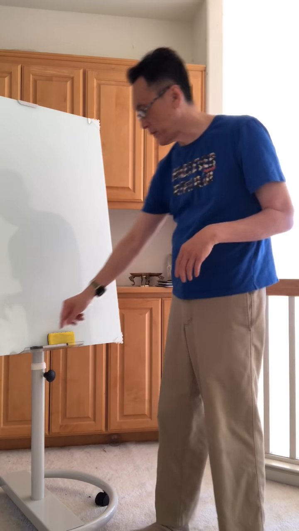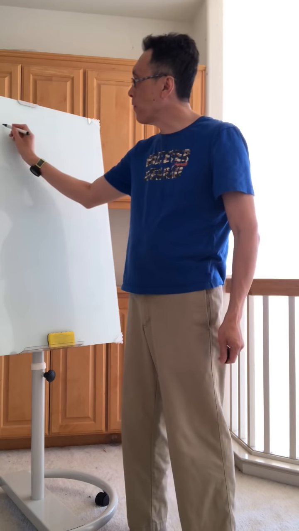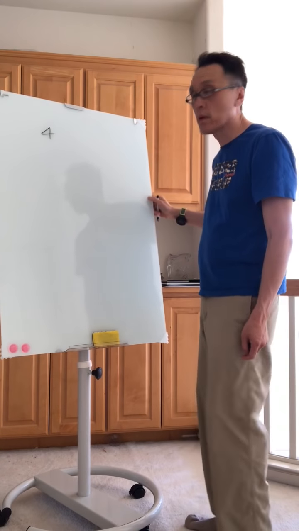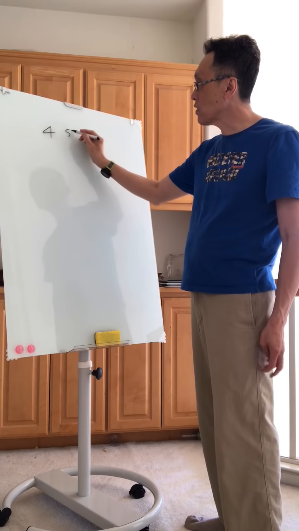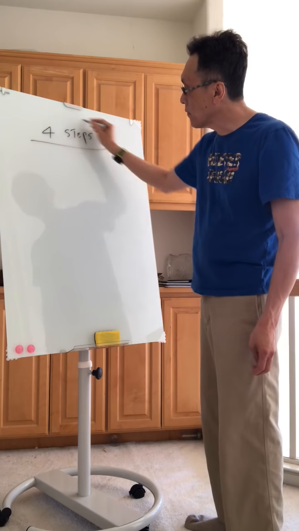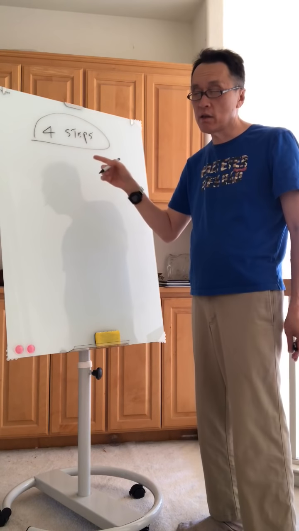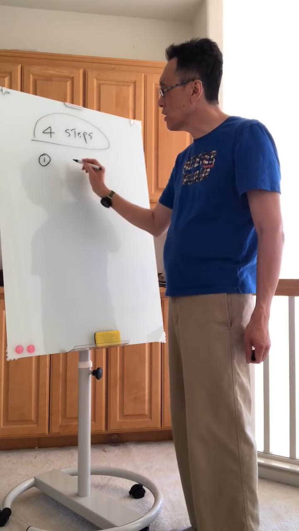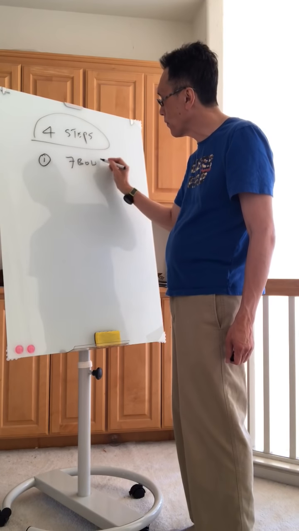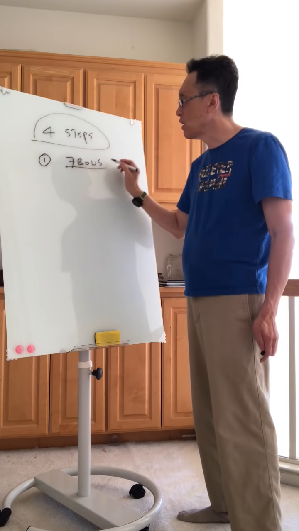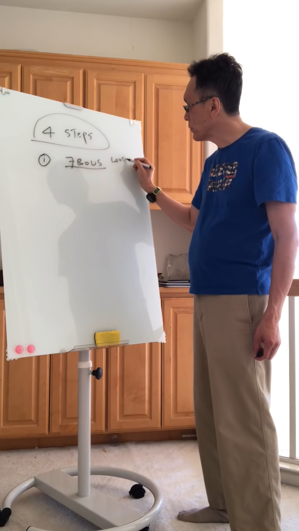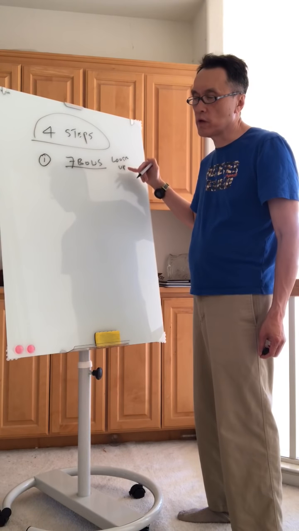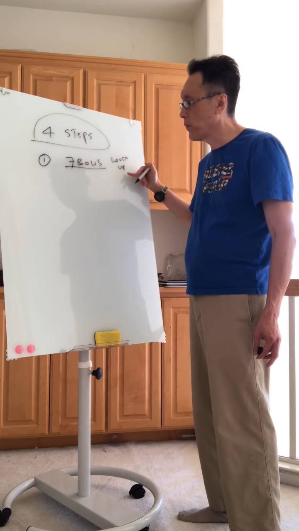Okay? Now, there are four steps in order to develop the internal of the Xiu Lim Tao. The first is the seven bowls. The seven bowls have to be loosened up, the physical body, the muscles and so forth, have to be loosened up.